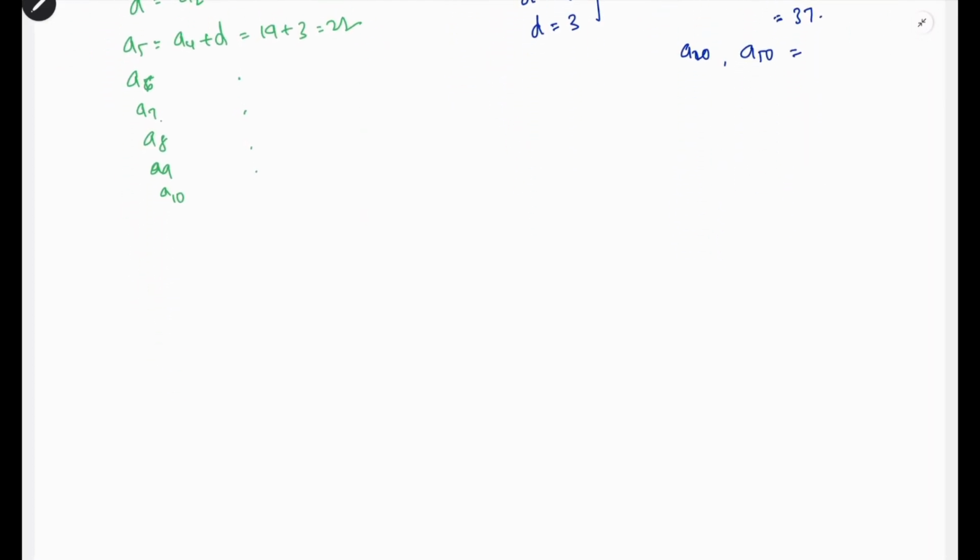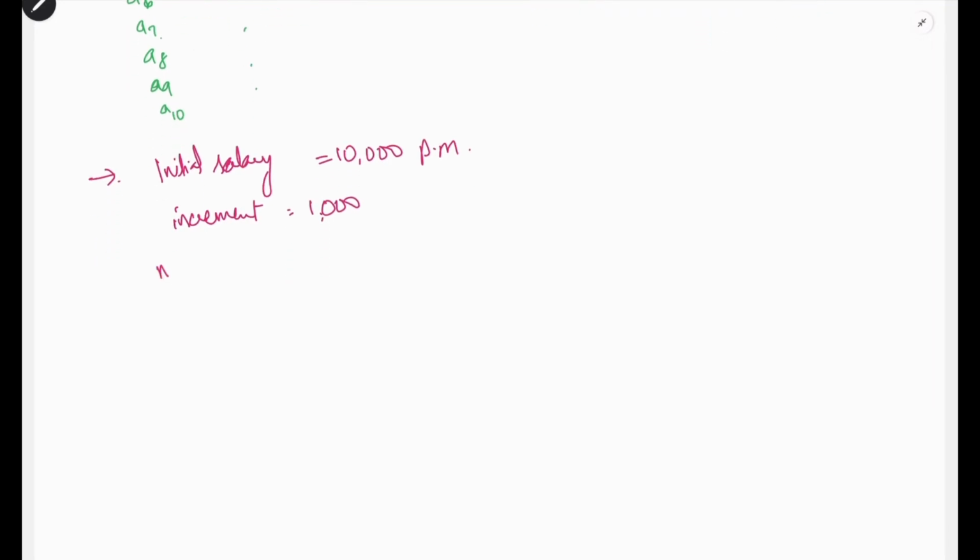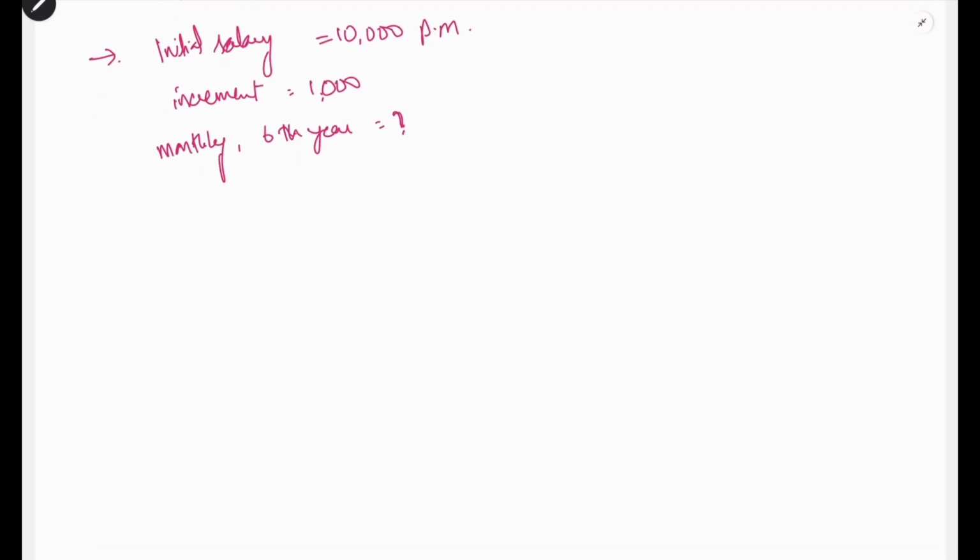Now let us relate this to a real life example. For example, if a person has joined a job and his initial salary is 10,000 per month, and every year he gets an increment of 1,000 rupees. Now if we want to find the monthly salary for the sixth year, what is it? First we will understand this clearly.